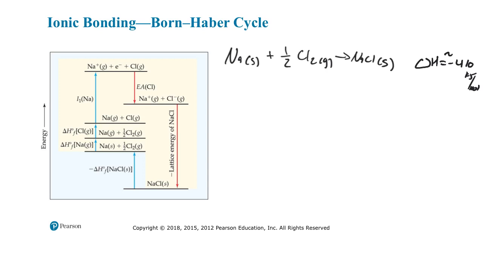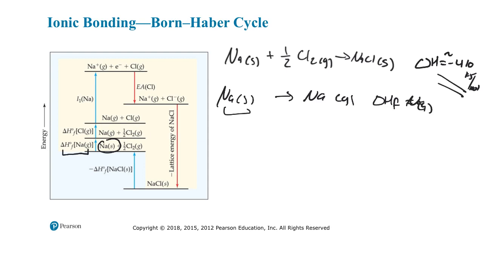Well, if we think about the energy it takes to take solid sodium up to gaseous sodium, that's the enthalpy of formation of the gaseous sodium. So let's see how we can calculate this quantity here. So if we were to take sodium solid and convert that to sodium gas, that would be the delta HF of sodium gas. Since the enthalpy of formation of sodium solid is 0, then we would add the ionization energy of sodium gas to sodium plus an electron.